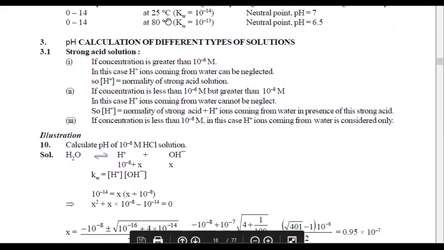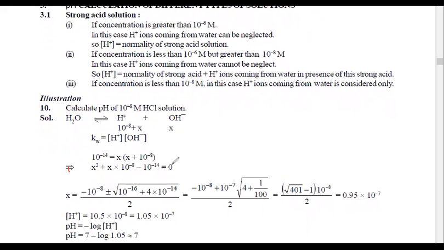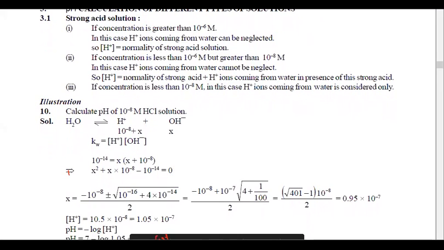I hope all of you remember using the common ion effect. Initially it is 10 to the minus 8 H plus because of the acid. When H2O dissociates, it produces X amount of H plus and X amount of OH minus. Now this is your complex calculation, but if you solve this, you get pH almost equal to 7, which is 6.98 only.